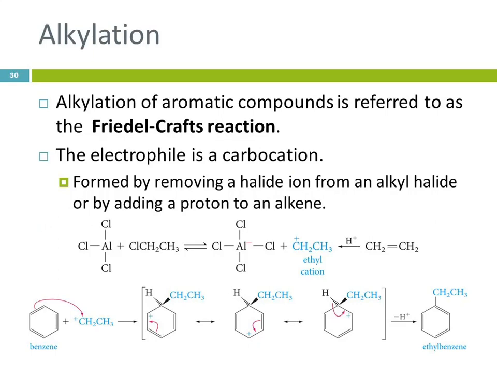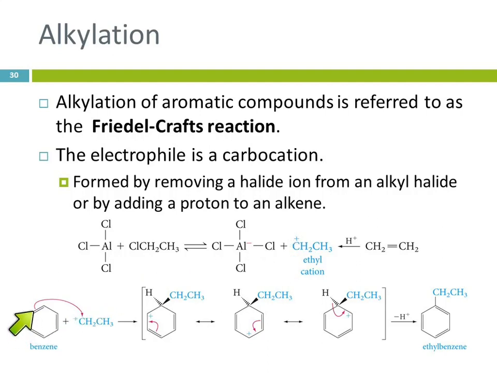Alkylation, Friedel-Crafts reaction. This is named for 2 scientists who developed this. Here, the electrophile is a carbocation. You can form that carbocation by removing a halide ion from an alkyl halide. So here we have ethyl chloride. And if we take the chloride off, we take the chlorine off, then we get the ethyl cation. Or you can take ethylene, an alkene, and add a proton to it, and then you'll also get a carbocation. So this carbocation then is the electrophile.